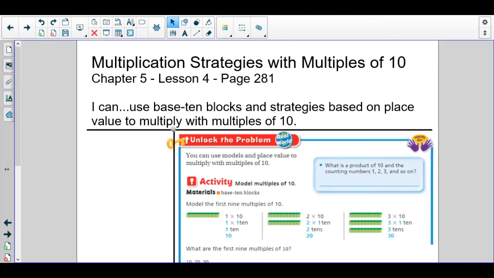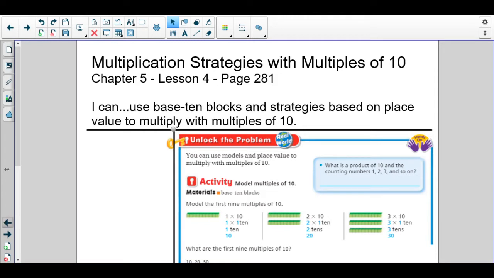All right, guys, are you ready for our next topic here? Multiples of 10 and multiplying by 10. So, if you would be so kind as to turn to page 281 in your Volume 1 GoMath books, that's Chapter 5, Lesson 4. And you see there at the top, we are going to use base 10 blocks and strategies based on place value to multiply with multiples of 10. And believe it or not, you already know how to do this.